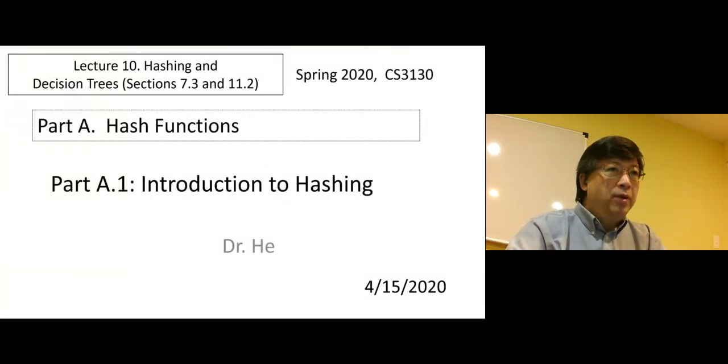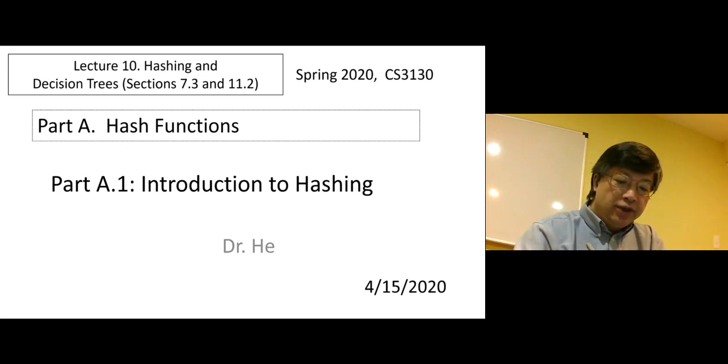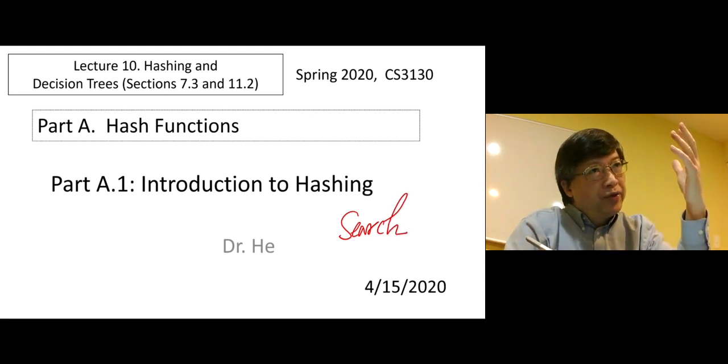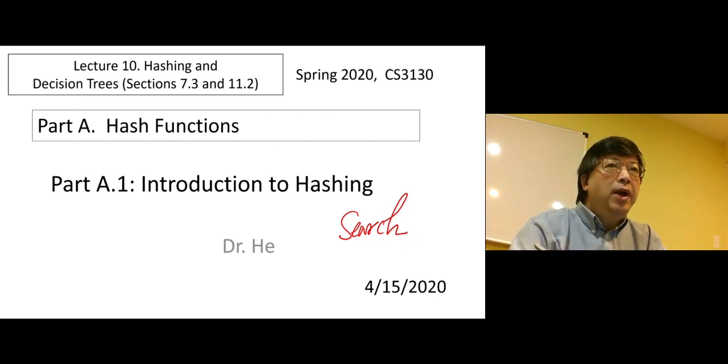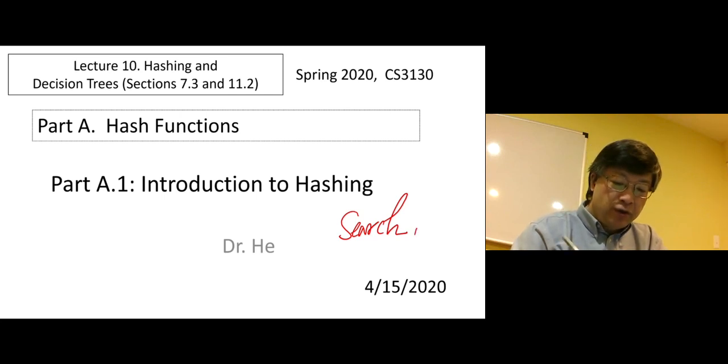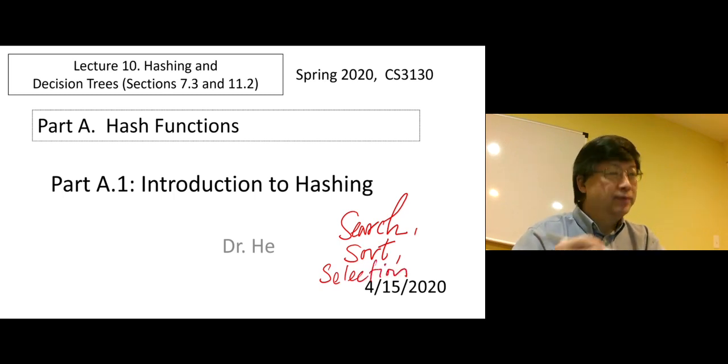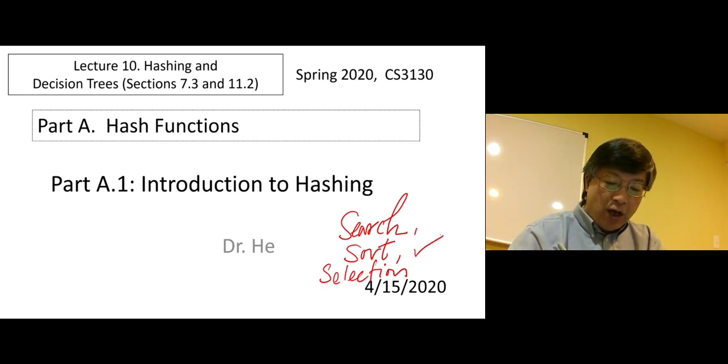So the problem type we want to solve here, search type. The three fundamental problem types in algorithms: search, sort, and selection. Okay, 3S. So we discussed sort a lot.